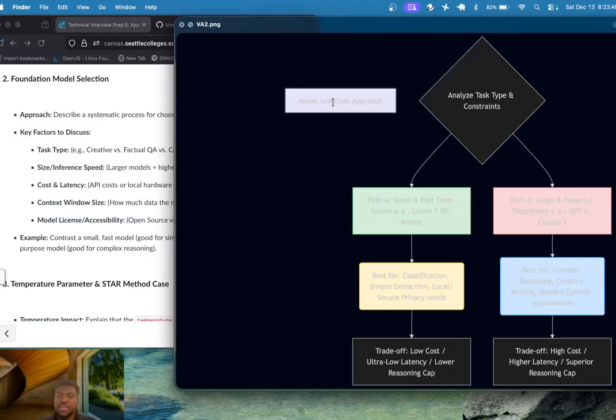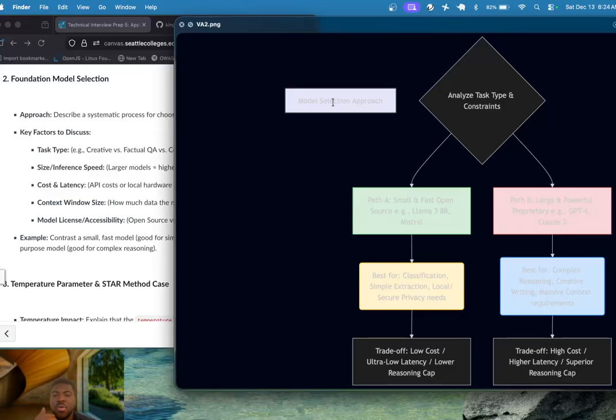How do I approach choosing the right pre-trained foundation model? To me there's no single best model, so it is always an exercise in balancing trade-offs, primarily between capabilities, latency, and cost. My approach starts with analyzing the task type and the environment.